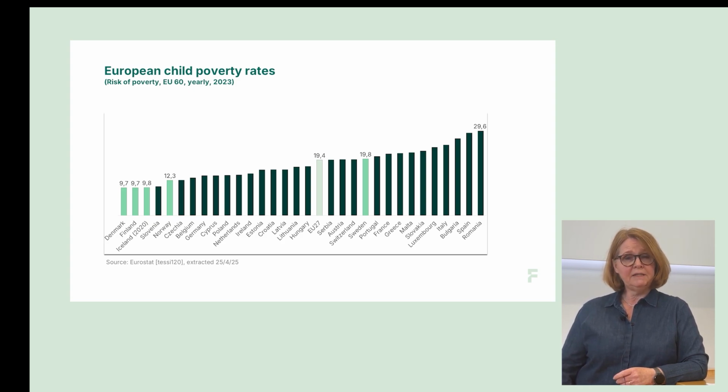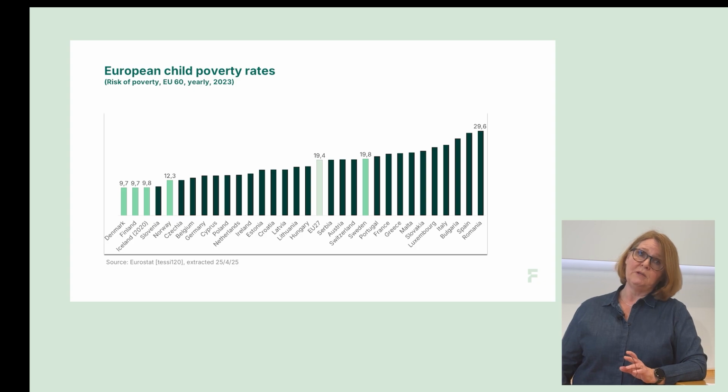The corresponding rate in Denmark, Iceland, and Finland was below 10%. The Norwegian rate a bit higher, about 12%. And it is Sweden that is the Nordic outlier, with almost 20% of the children falling below the risk of poverty threshold.